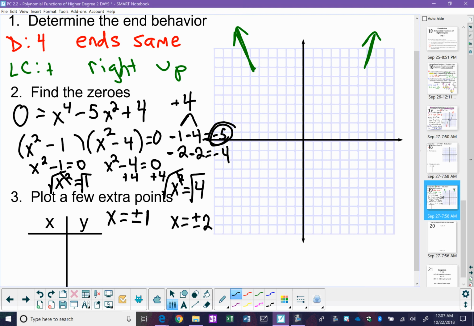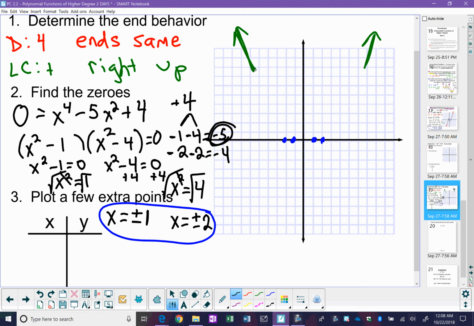So I know that I'm going to cross the x-axis at 1, -1, 2, and -2. Okay? Let's make sure that makes sense. I have 4 zeros, and it was a degree of 4. That's fine. I can't go over 4. So, how do I do this? Well, we're just sketching these for now. We're not going to plot a few extra points.